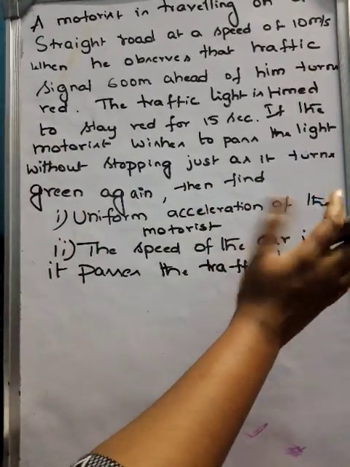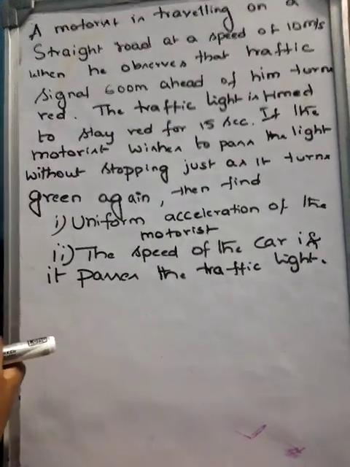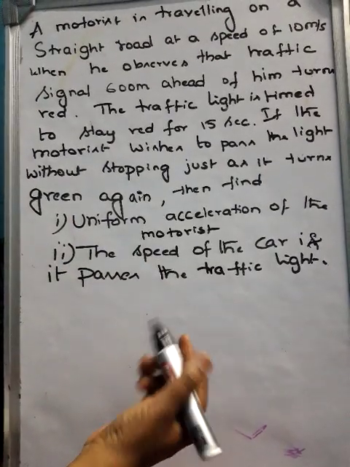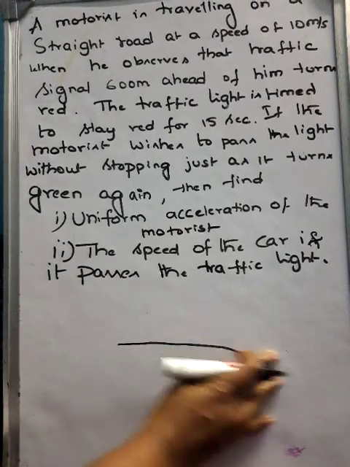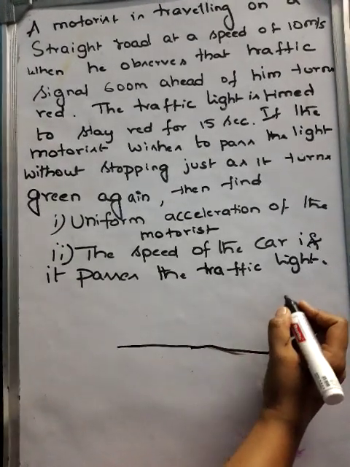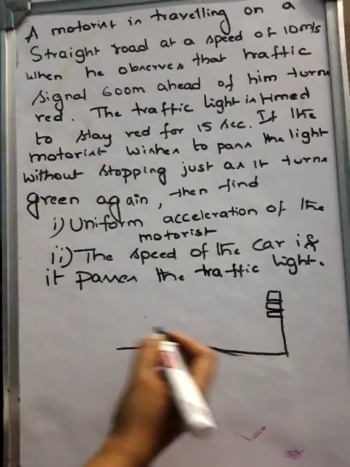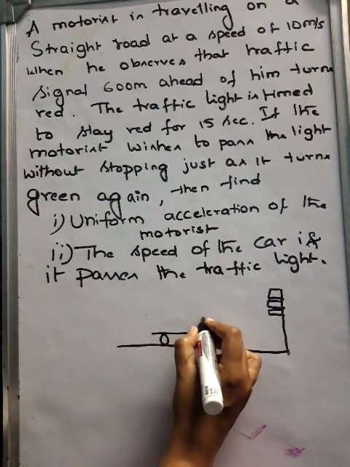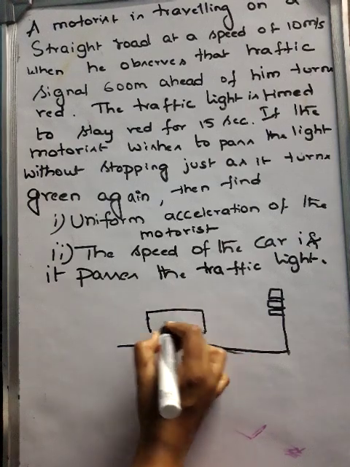Correct. So now you have already read the question. In this question they have given that a motorist is traveling on a straight road. That means it will be better if I draw a figure. There is a straight road over here, and here you have a signal, and here you have a motorcycle. It might be a car or something, but we'll just show a motorcycle here.